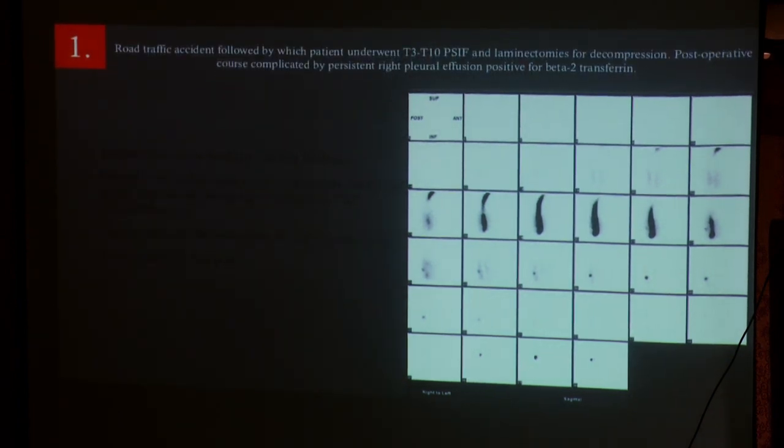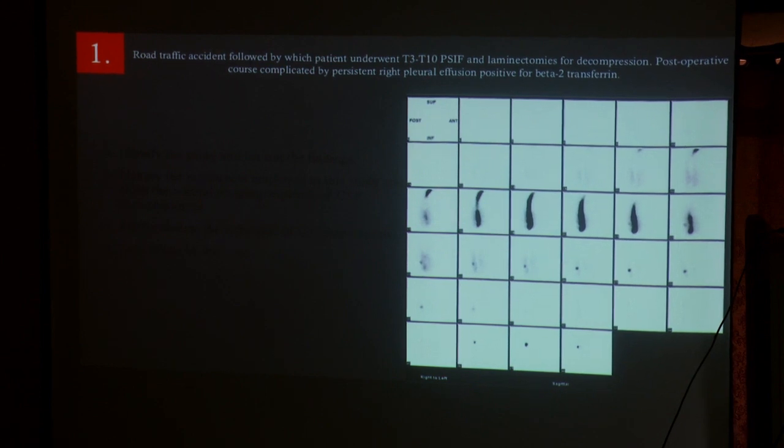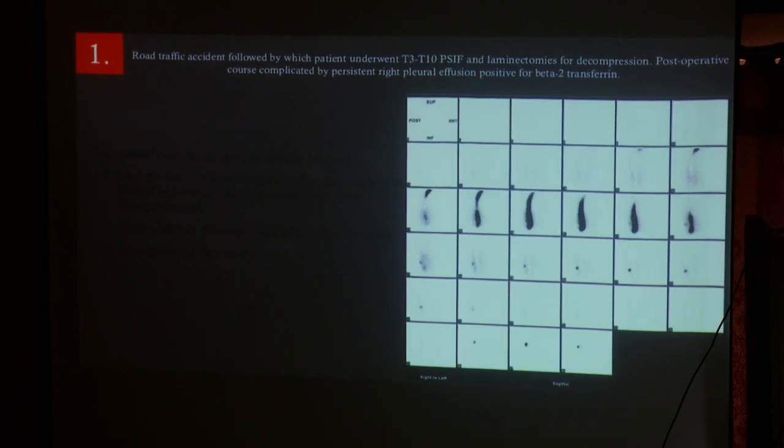So that's the first image. It's a planar image here. That is the history. It's a case of road traffic accident, following which the patient underwent T3, T10 stabilization, internal fixation, and laminectomies for decompression. Post-operative course was complicated with persistent right pleural effusion, which was positive for beta-2 transferrin. So what is the study? Beta-2 transferrin is for CSF.